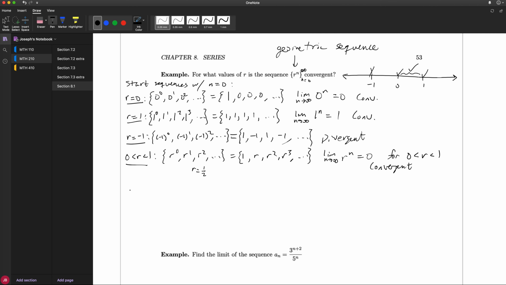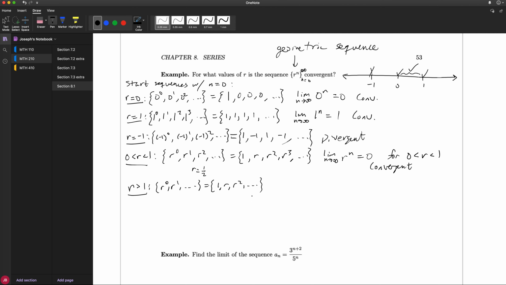Let's pick numbers bigger than 1. So r greater than 1, okay? And once again, it's the same deal. You get 1, r, r squared, and so on and so forth.